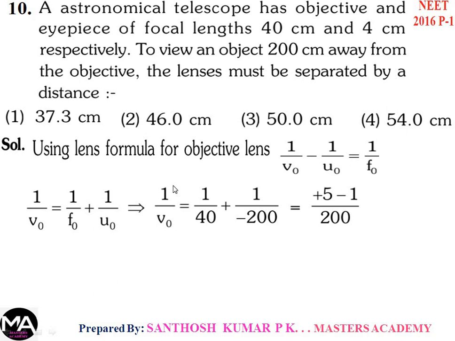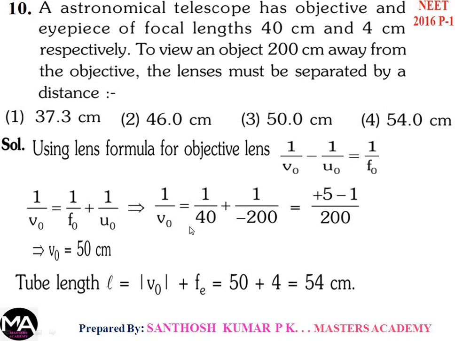On calculating, f naught, the focal length, is 40 cm and the object distance is 200. We know that object distance is always to the left, so it is taken as negative. So 1 by v naught is equal to 1 by 40 minus 1 by 200. On calculating you will get 4 by 200, which is nothing but 1 by 50. So v naught is equal to 50 cm. So the image distance obtained is 50 cm, and we know that the distance between the objective lens and the eyepiece is nothing but the tube length of the telescope. L is equal to v naught plus fe. So v naught is equal to 50 and fe is the focal length of the eyepiece, which is 4 cm.